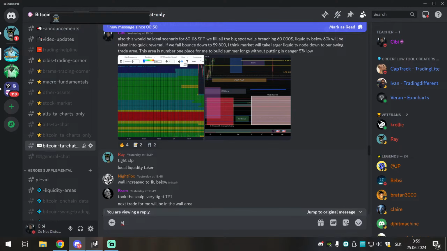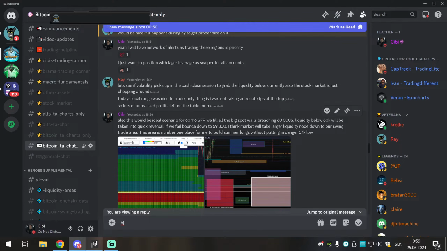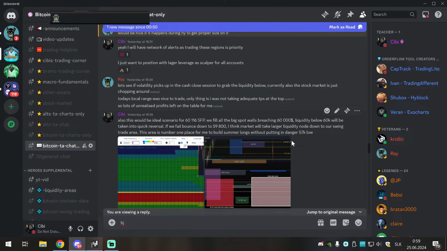So the ideal scenario is for 60,116. We feel all the big spot walls breaching 60,000, liquidity below 60k will be taken into a quick reversal. If you fail, bounce down to 59,800, I think the market will take larger liquidity down to our swing trade area. This area is the number one place for me to build some longs without putting in danger the 57,000 lows.